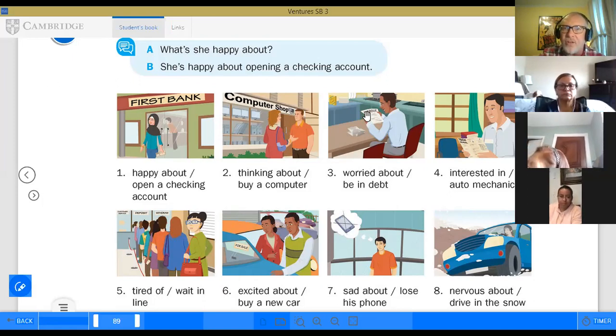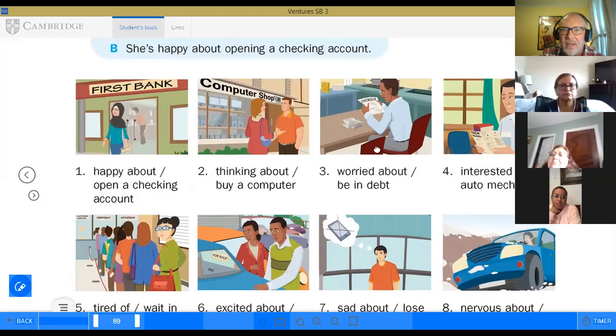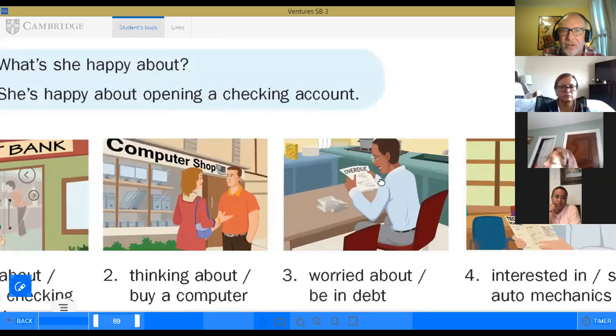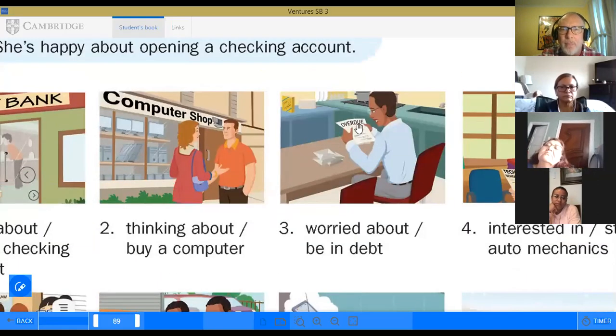You see the picture? If I can make it a little bigger. What does that sign say on this man's picture? Overdue. What does that mean? Your payment is overdue. It means too late, right? Yes, too late.